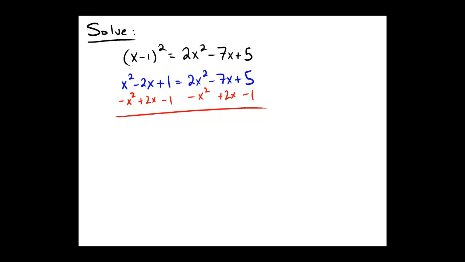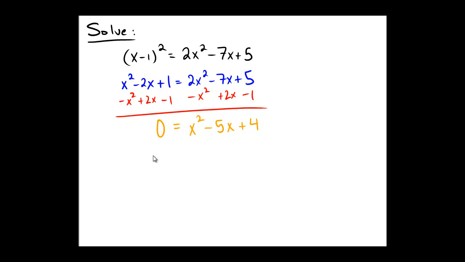On the left hand side, everything's going to cancel because of my choices. That leaves me with a 0. And on the right hand side I have a 2x squared minus an x squared, so that's a nice x squared. I have minus 7x, but I'm adding 2x, so these are enemies, and it looks like the 7 is going to win here by 5. And then 5 minus 1 is just 4. So we have x squared minus 5x plus 4.